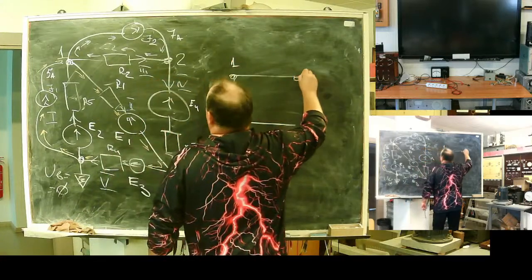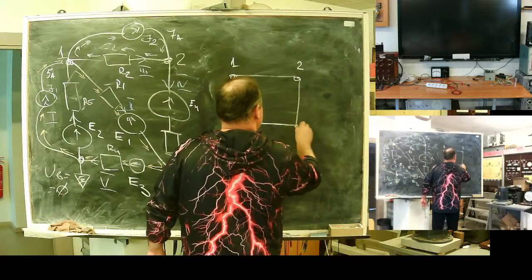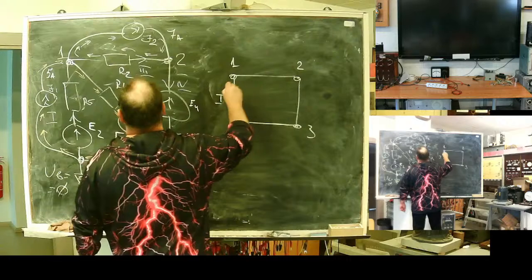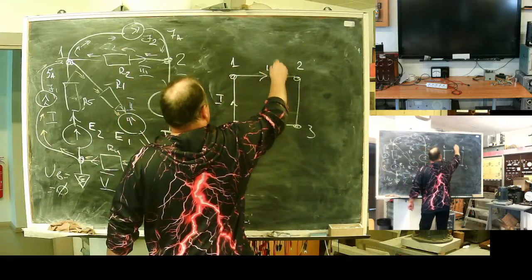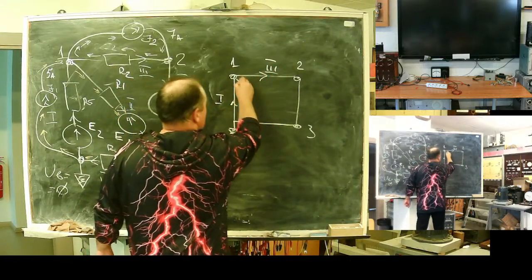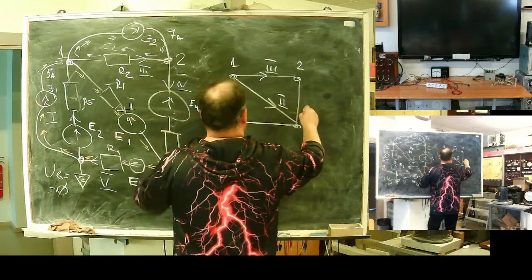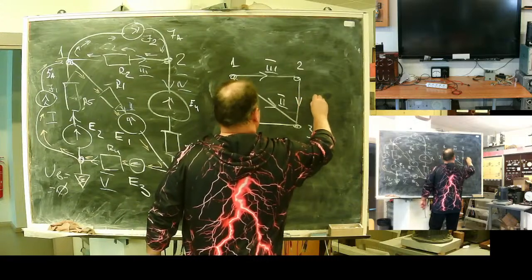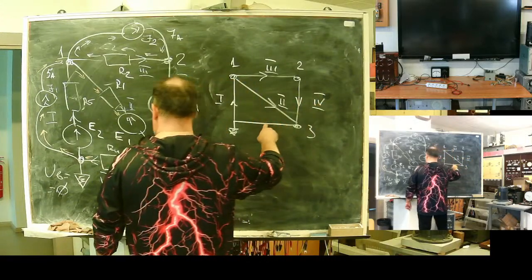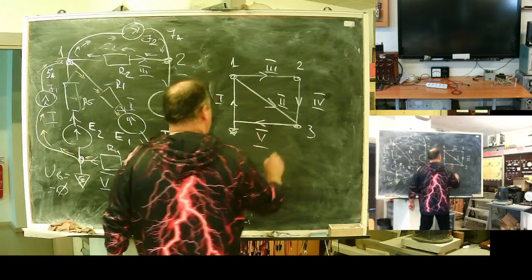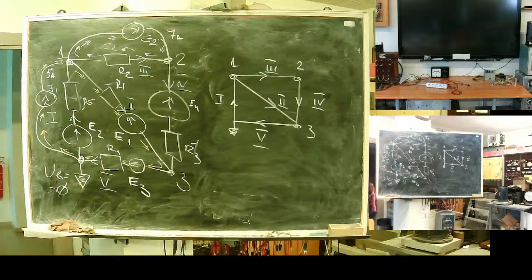Nodes 1, 2, 3. Okay, branch 1, branch 3, branch 2, branch 4, and this way branch 5. This is a graph. It's a kind of skeleton schematic of my network.